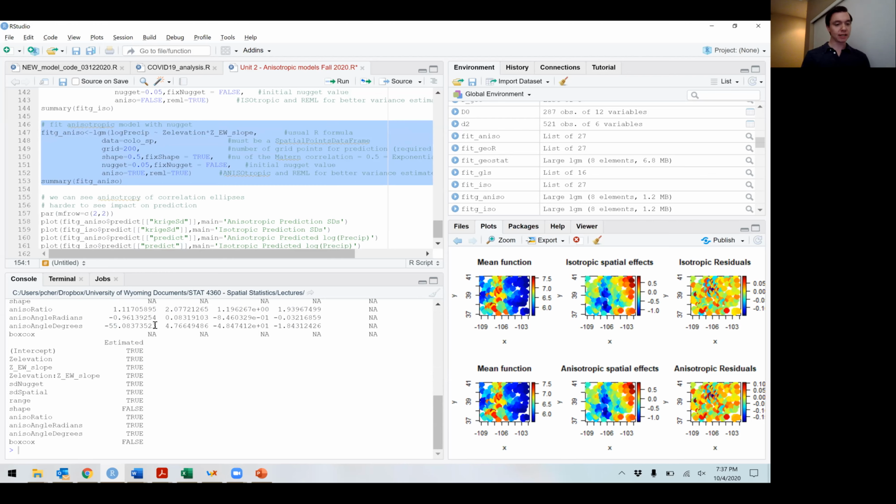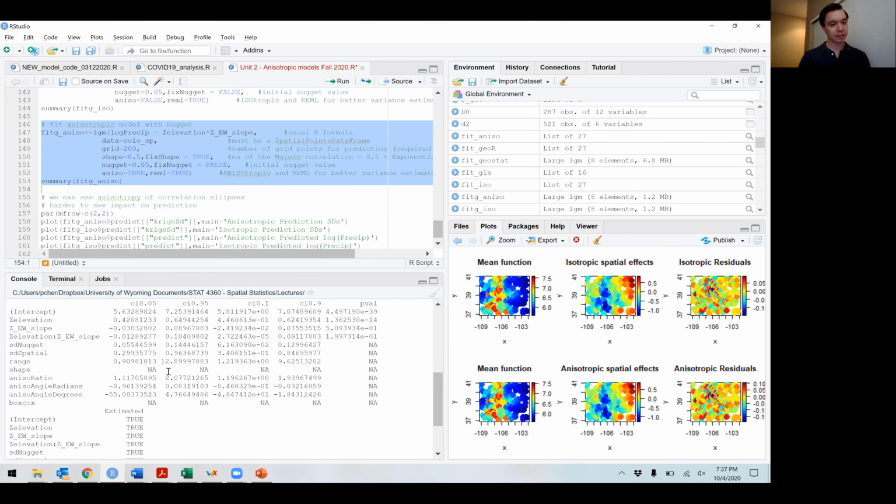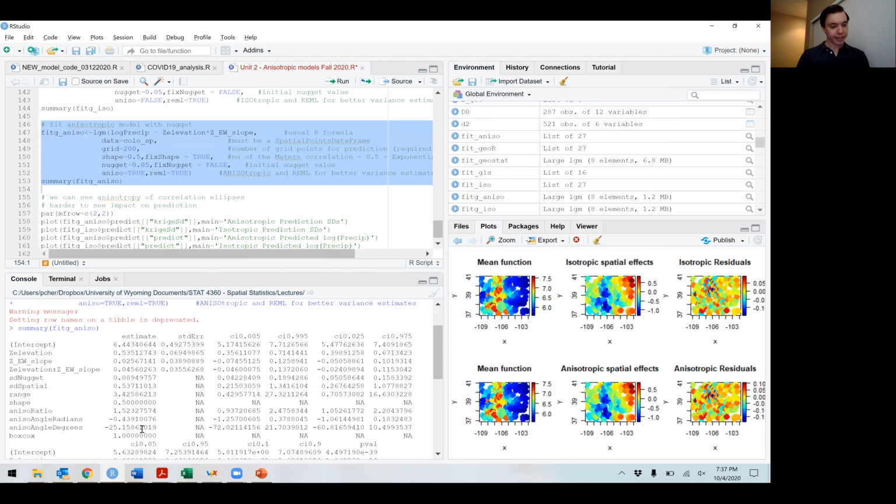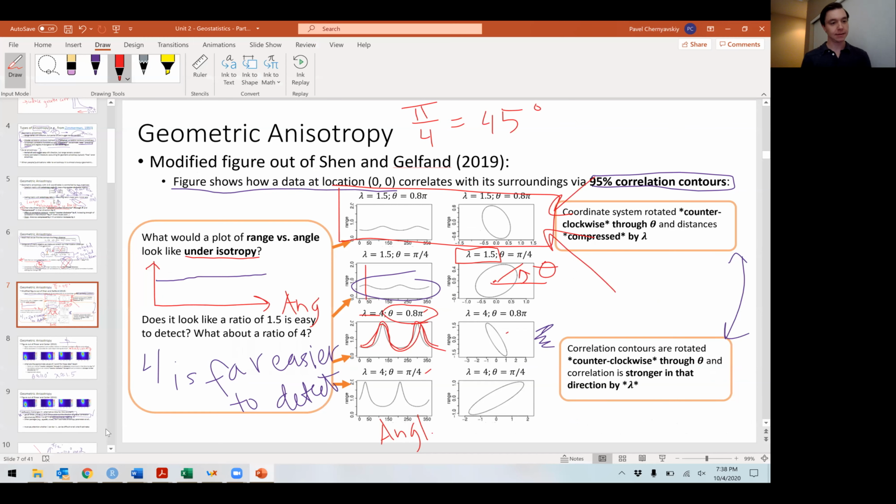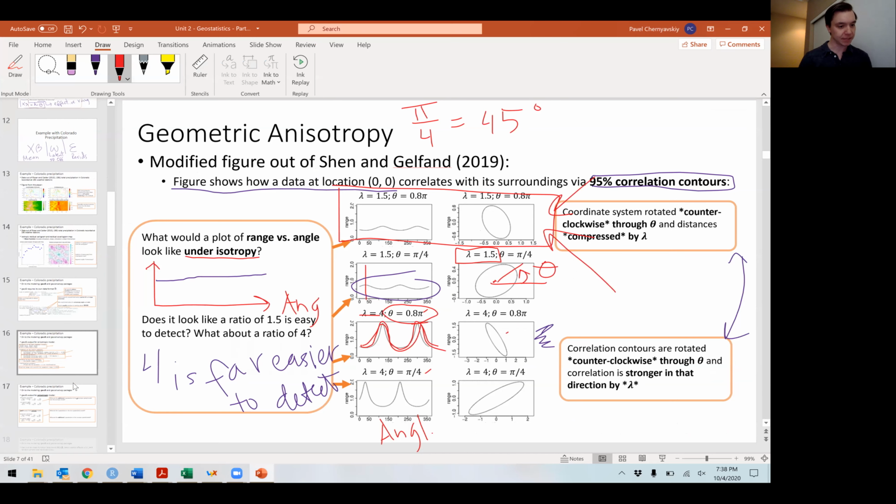I do like the fact that it tells us what all the things that we estimated were. The shape we did not estimate. The shape we assumed was fixed at 0.5 because that produces the exponential correlation function. Scroll up, here are my estimates. Here is the range, the effective range in the shorter direction. Here is my anisotropy ratio. This should look quite familiar, but look at my angle. Minus 25 degrees. geostatsp says minus 25 degrees.